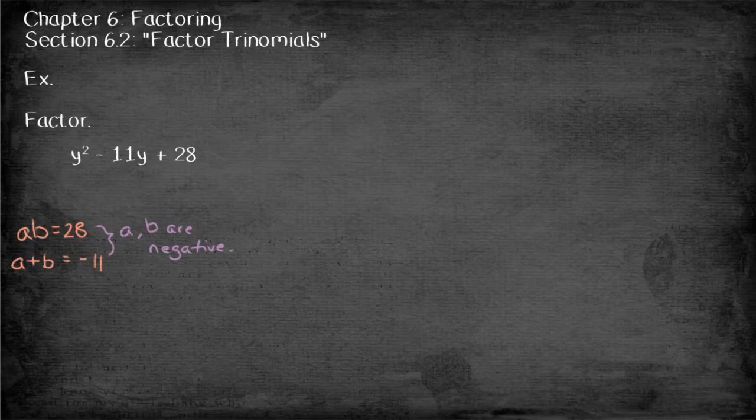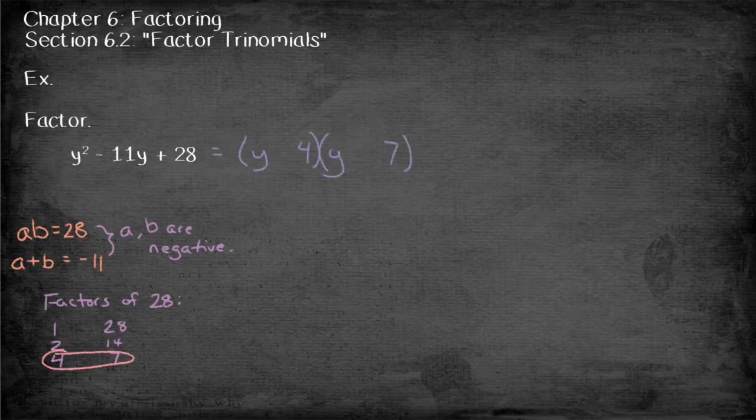So now I'll look at the factors of 28. And I think that's it. So now I need a pair of numbers that adds up to 11. Both of those are going to be negative. 4 and 7 will do the trick. And I want them both to be negative. So I have two minus signs.